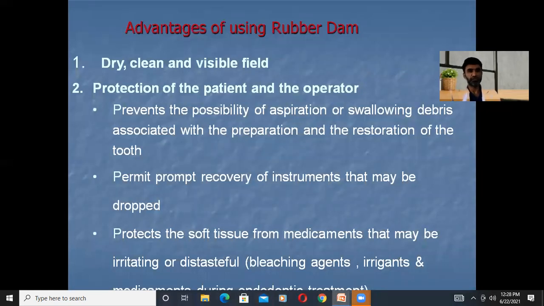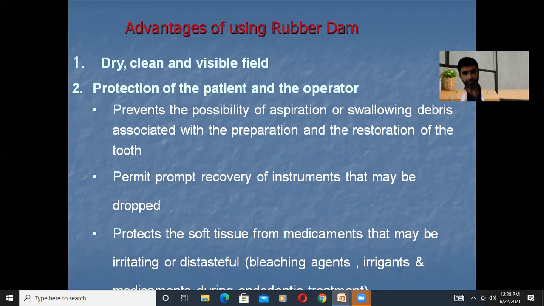So what are the advantages of using a rubber dam? The main property for isolation is to have a dry, clean, and visible field. Second is protection of the patient and the operator. It prevents the possibility of aspiration or swallowing of debris associated with the preparation and restoration of the tooth. It permits prompt recovery of instruments that may be dropped. It protects the soft tissues from medicaments that may be irritating or distasteful, for example bleaching agents or irritants like sodium hypochlorite, which may cause discomfort to the patient.